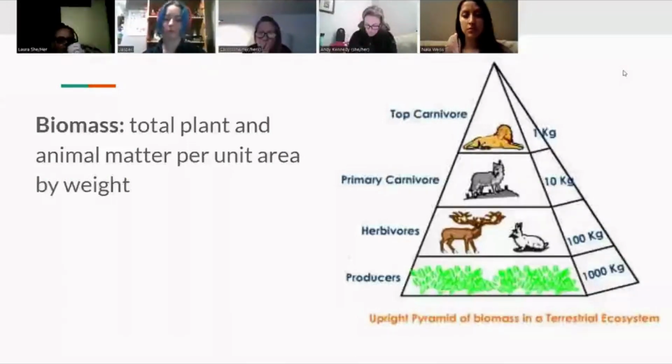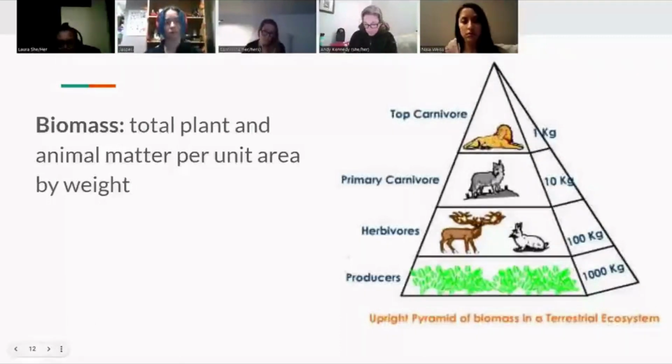When we look at the bottom rung, the producers have a significant amount of weight and cover a significant amount of area. Then the further up we get in this terrestrial ecosystem, we see the weight decrease and that area also decrease. We go from producers to herbivores to a primary carnivore to that top carnivore. As we move up this food chain, we see less weight per unit area. That is significant because we're seeing energy decrease, and that's important when we're looking at an ecosystem.